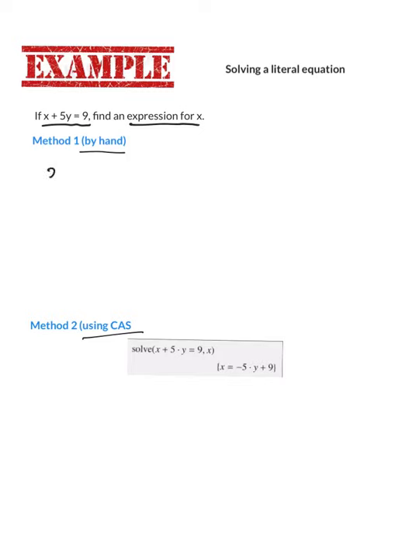So let's write down x plus 5y equals 9. We're trying to get x on its own. Now, 5y is being added to x, so we need to do the inverse, the opposite of addition, which is subtract 5y from each side. And finally, pretty simple one, x is equal to 9 minus 5y. Awesome. That's the first method.